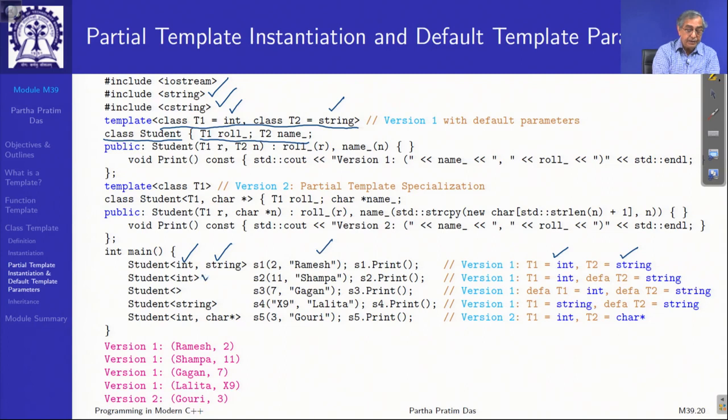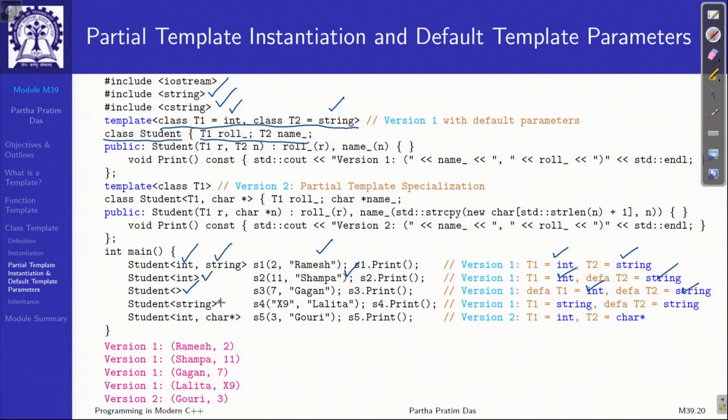If I just say int, then the first parameter is specified as int, the second parameter is taken as default, which is string. So, this is specified as int, this is taken as string, though I have not written it as string, and I can construct S2. If I do not specify anything, then both parameters are taken by default. So, I have default of T1 as int and T2 as string.